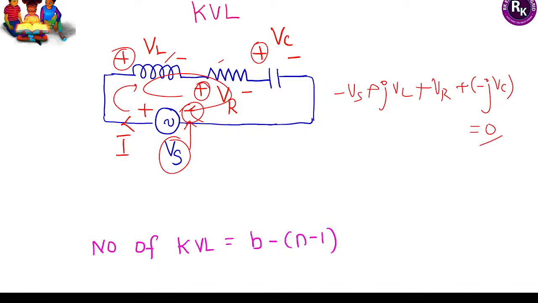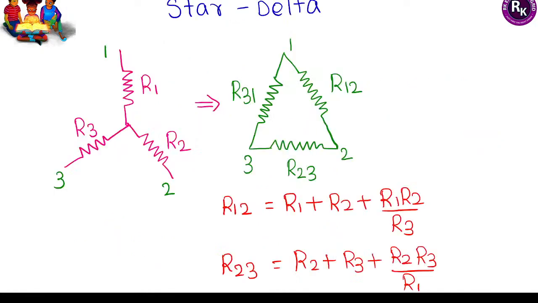That's all. Now, if some electric circuit is given to you and you are requested to identify the number of KVL equations that can be applied, the formula is number of branches, B indicates number of branches, minus number of nodes minus 1. This is the formula. Next.